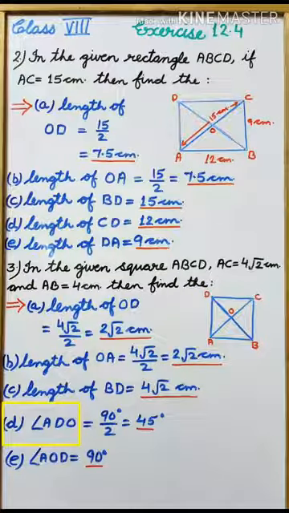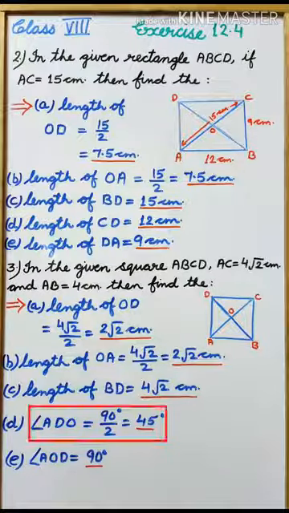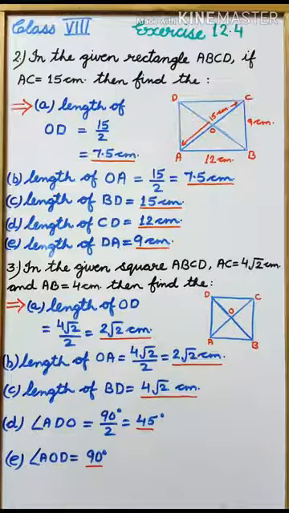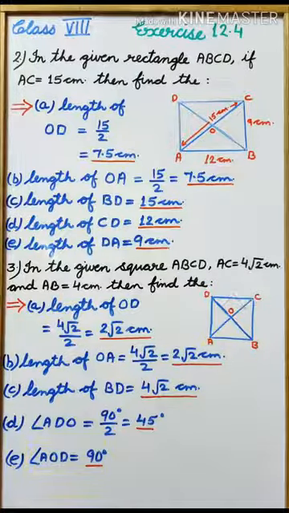Now (d) is angle ADO. In a square, diagonals bisect the interior angles. So angle ADO measures half of 90 degree, which is equal to 45 degree. (e) is angle AOD. Measurement of angle AOD will be 90 degree because diagonals are perpendicular bisectors of each other in a square, or diagonals bisect each other at 90 degree.